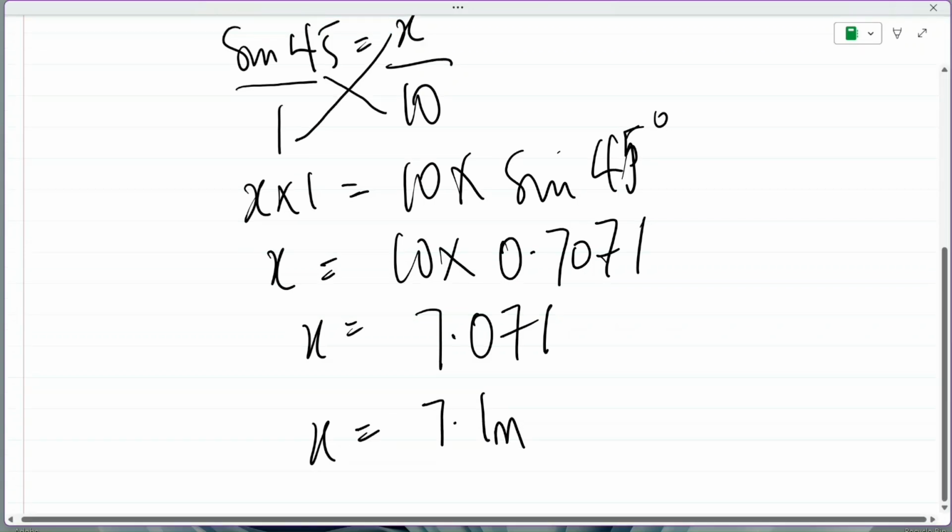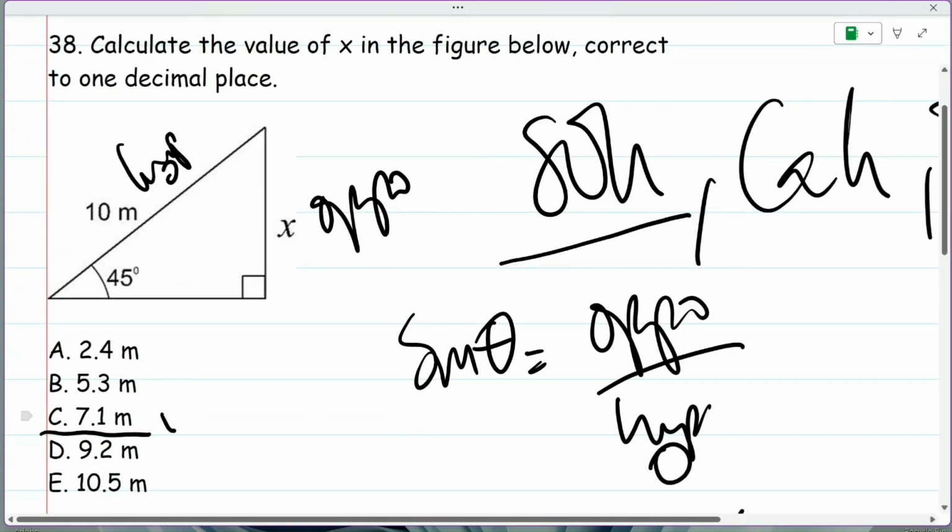We add our unit, which is meters. The answer to question 38 is C, 7.1 meters.